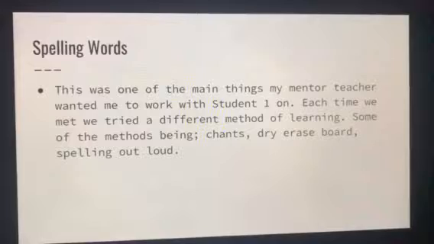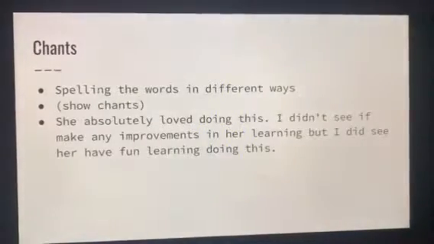She did so good on her spelling tests after we started meeting. It was one of the main things that Ms. Buck wanted me to work with her on. And each time we tried different methods of learning. So some of the methods were chants and dry erase board and spelling out loud.